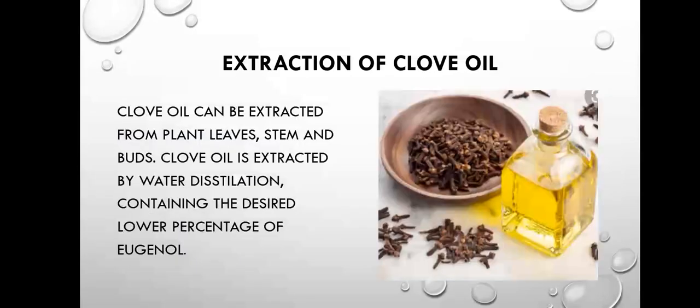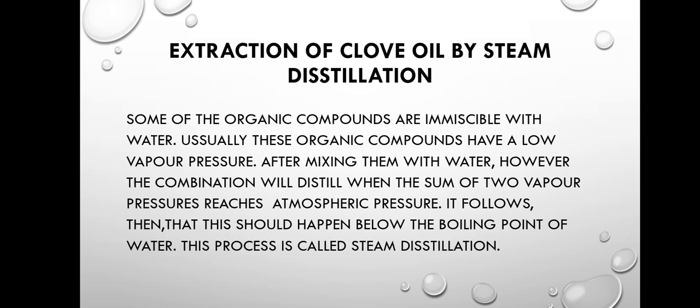Now I am going to tell you about extraction of clove oil. Clove oil can be extracted from plants' leaves, stem and buds. Clove oil is extracted by water distillation, containing the desired lower percentage of eugenol. The most common method of extraction of clove oil is steam distillation, but first of all, we need to know what steam distillation is. Some of the organic compounds are immiscible with water.